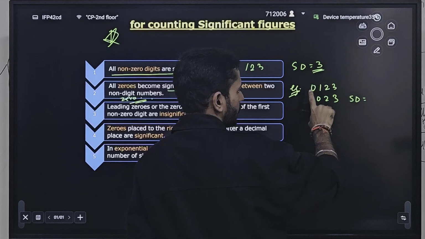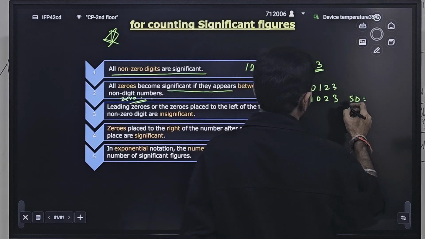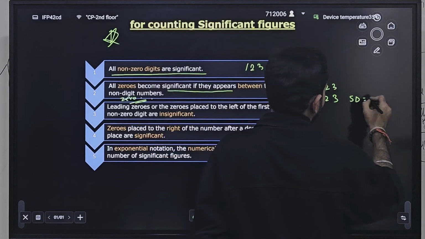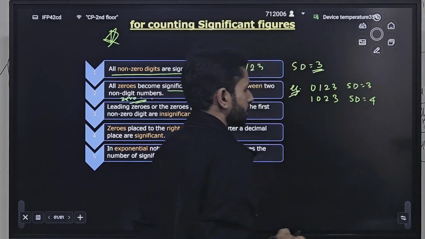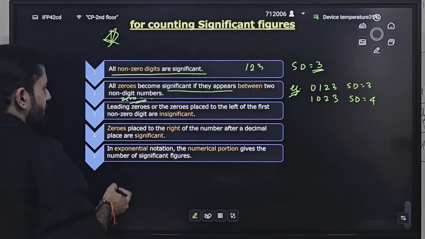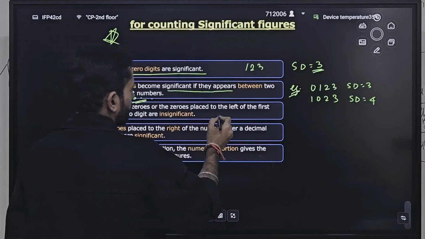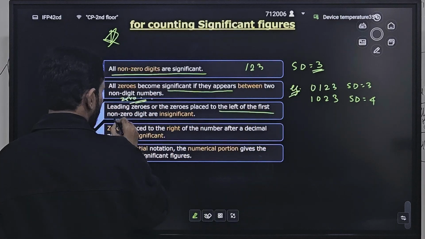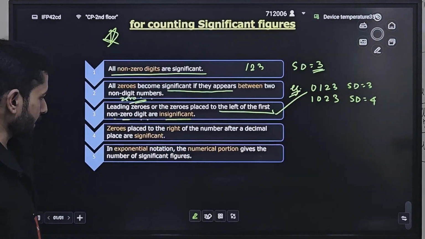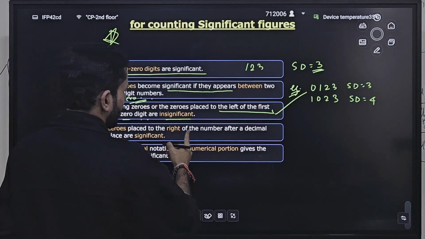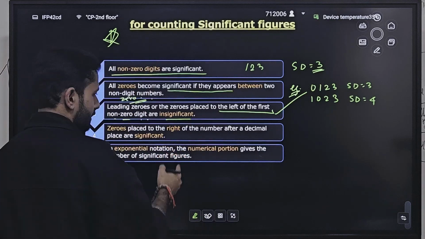Now this 0 is coming between two non-zero significant digits, non-zero digits. That means the significant digits will be 4, and in this case the significant digits are still 3. This is the difference. Next one, leading zeros, or the zeros placed to the left of the first non-zero digit, are insignificant. Again, I have told you the same example.